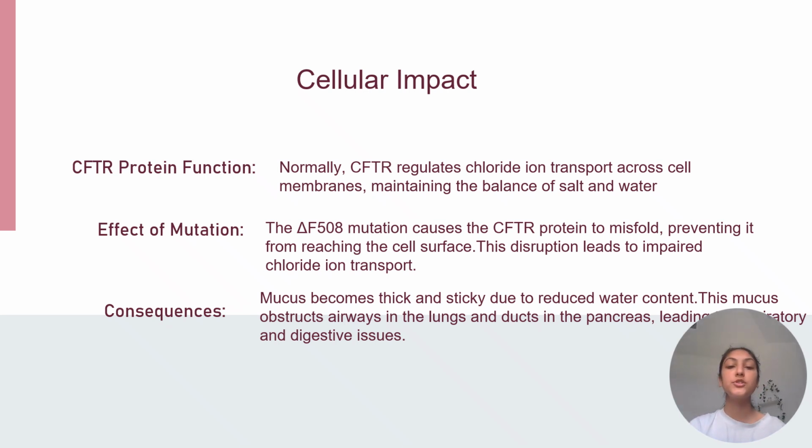We have the effect of the mutation as well. The F508 mutation causes the CFTR protein to misfold, preventing it from reaching the cell surface. This disruption leads to impaired chloride transport. So we have the consequences as well. Mucus becomes thick and sticky due to reduced water content. This mucus obstructs airways in the lungs and ducts in the pancreas, leading to digestive issues. Thick mucus blocks airways in the lungs and causes infection as well.